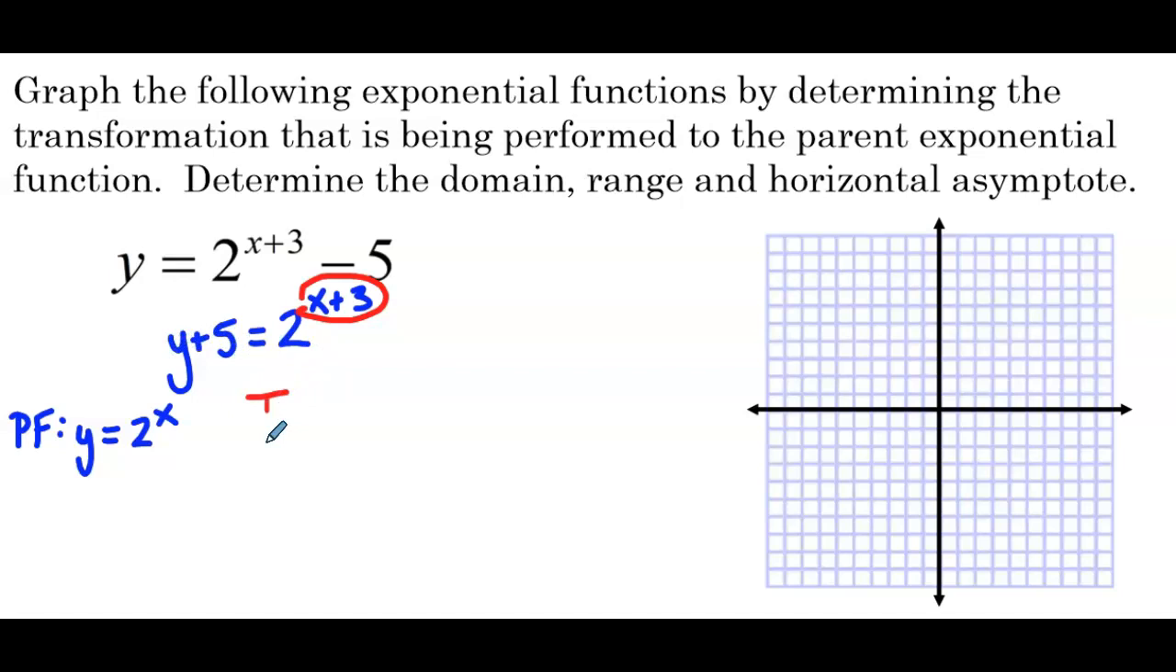So we have a translation. If the equation is adding 3 to x, we're going to do the opposite. We're going to subtract 3. And adding 5 to y, we're going to subtract 5.